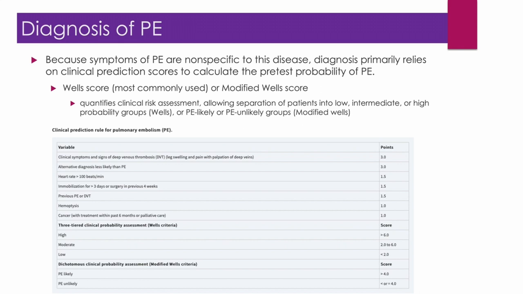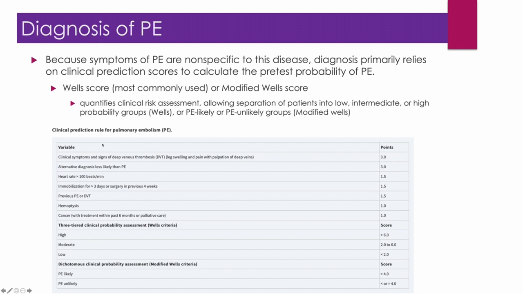And we use one of two systems. They're both the same system with different scores. Most commonly, I've seen use of the Wells score. There's also a modified Wells score, and I believe we talked about this in cardio, so this is more of a review, but very important to understand. What we do is we take these points that have been researched, and we quantify clinical risk. How likely is our patient to have a PE? Okay. And when we take these signs and symptoms, we plug them in, we add point values to them, we're able to separate patients into low, intermediate, and high risk probability groups in the Wells classification. And with the modified Wells, we divide them into two groups, PE likely or PE unlikely.